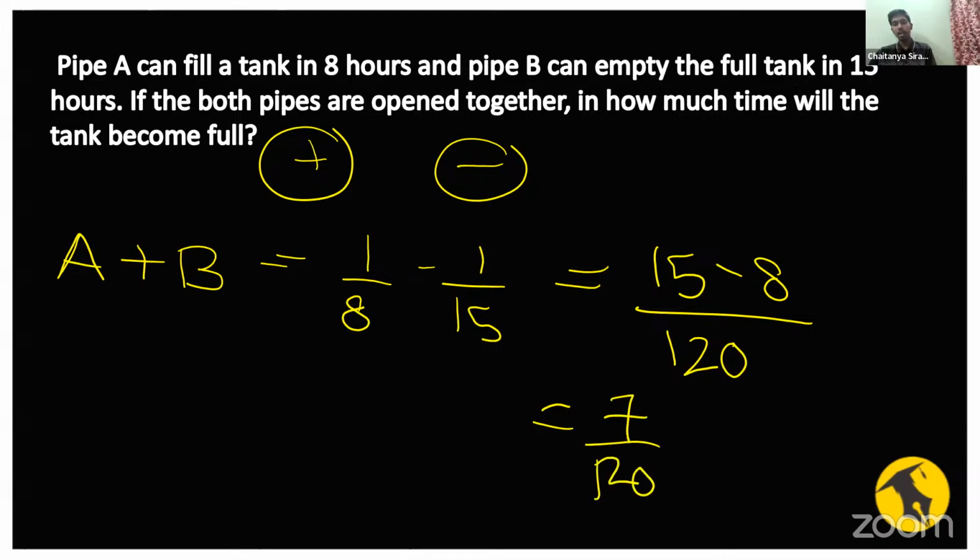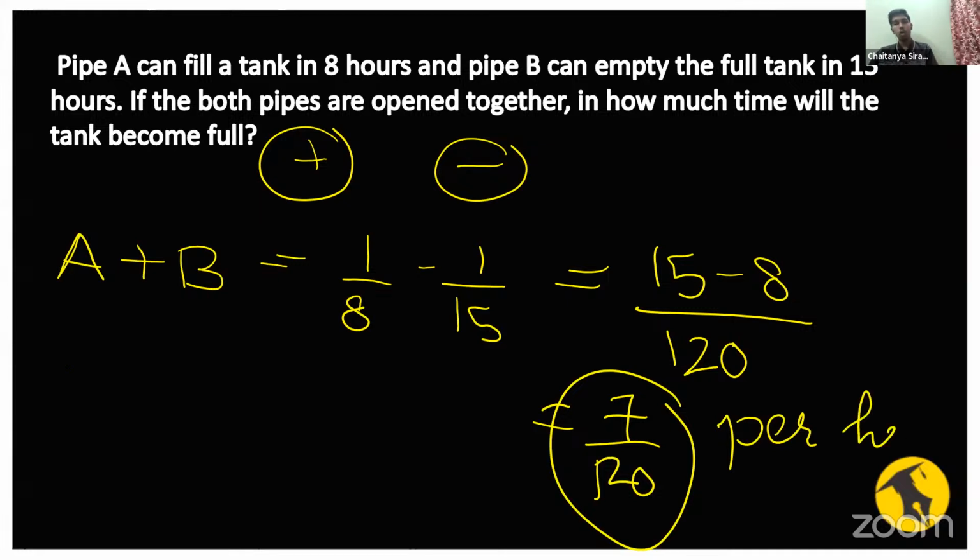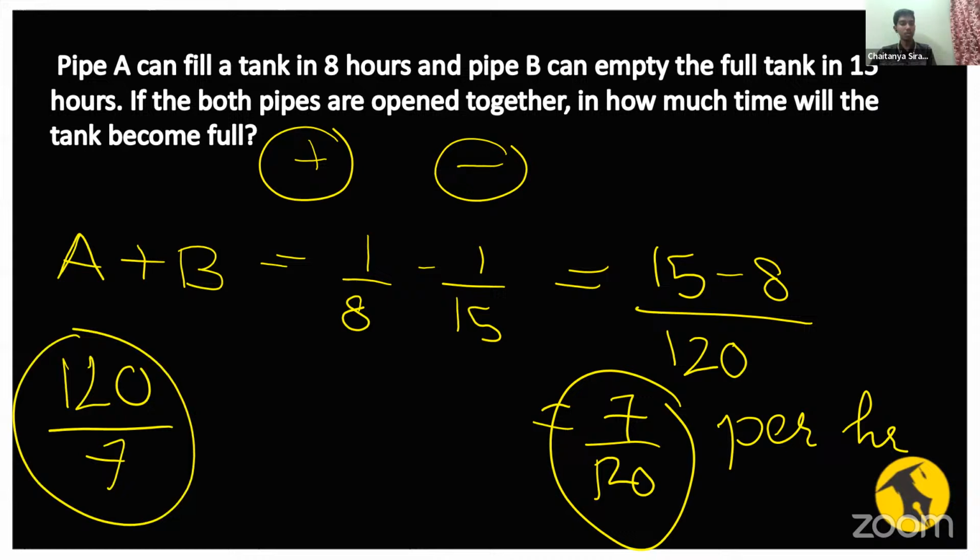So this amount of water is filled every hour. So how many hours will it take? It will simply be 120 upon 7. So whatever this value is, it will be somewhere around 17 point something. So it will take approximately 17 hours to fill the tank. All right. I hope you got the logic here.